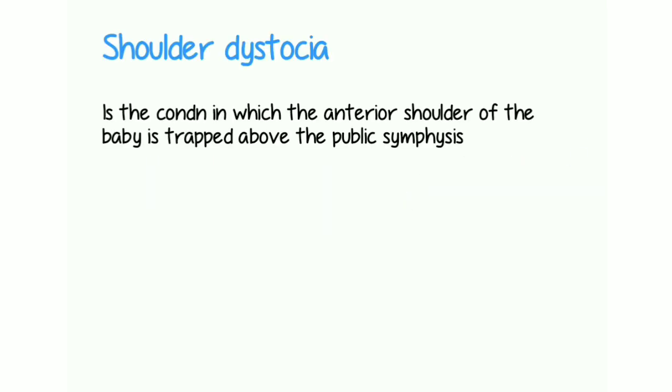Shoulder dystocia is a condition in which the anterior shoulder of the baby is trapped above the pubic symphysis during labor. In the process of pushing the baby through the vaginal birth canal, when you have entrapment of the anterior shoulder behind the pubic symphysis, that is known as shoulder dystocia. That means the baby is not navigating through easily to be delivered very well.